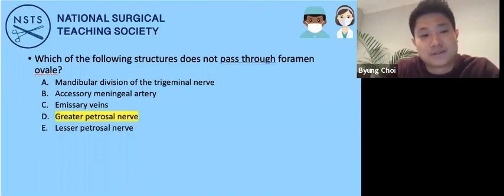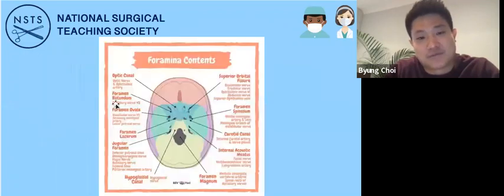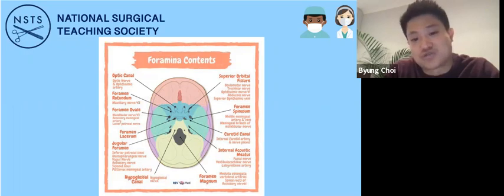Okay, so again, this is just a diagram of the foramina contents, and it's definitely worth learning inside out, as it will definitely come up in some form. And often it is a question of what passes through it or what doesn't, what's the structure, odd one out, and that's how they will structure it.